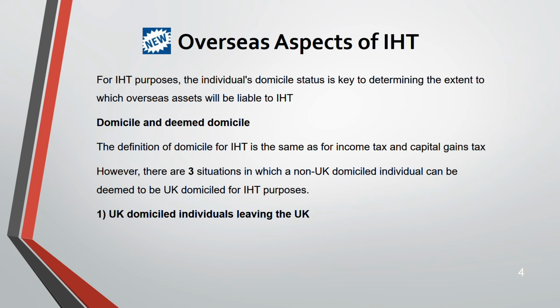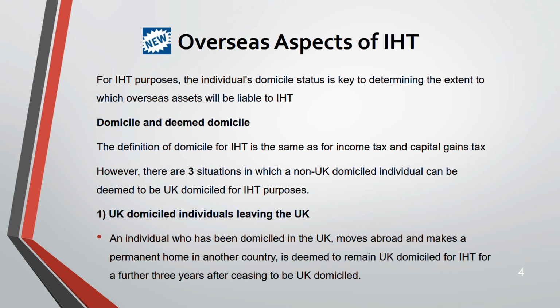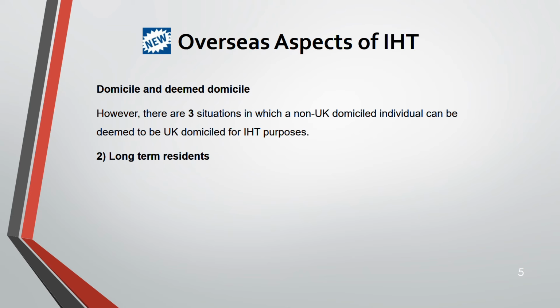Number one, and you have to know all these three situations. This is where you will be tested. You might be given one of the situations in your case study. First situation, UK domicile individuals who are leaving the UK. So an individual who has been domiciled in the UK is now moving abroad, makes a permanent home in another country, still will be deemed to be UK domicile for IHT purposes for another 3 years. After ceasing to be UK domicile, even if he's not UK domicile, for 3 years still he'll be UK domicile for 3 years. Next, second, long-term residence.